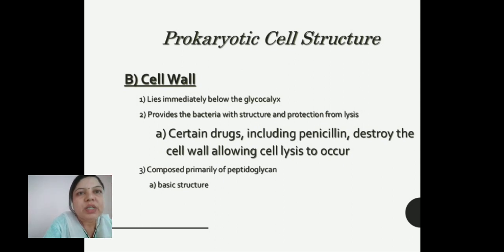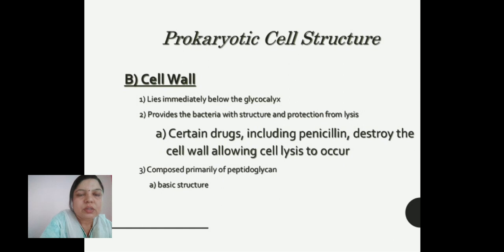Middle layer is the cell wall. It lies immediately below the glycocalyx. It provides the bacteria specific structure and shape also. The main function of the cell wall is the protection from the lysis, protection from the adverse climatic conditions.